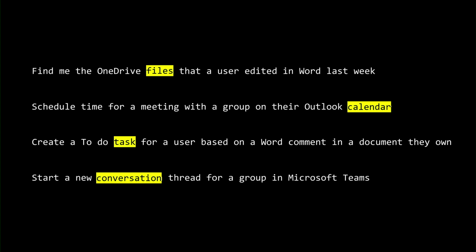But I want to explain that it's not just this CRUD, create, read, update, delete process. You can also do more intelligent things, like find me the OneDrive files that a user attended to in Word in the last week, or schedule time for a meeting with a group on their Outlook calendar, or create a To-Do task for a user based on a Word comment in a document that they own.